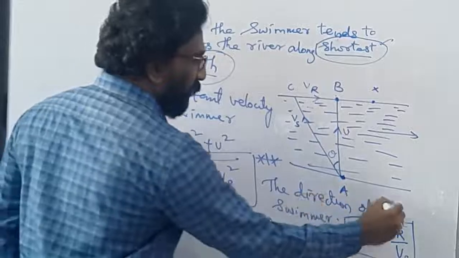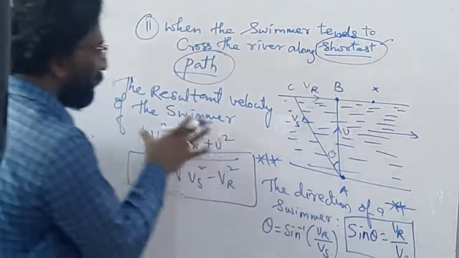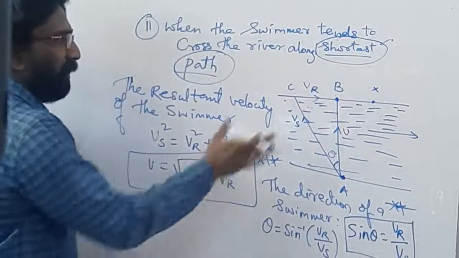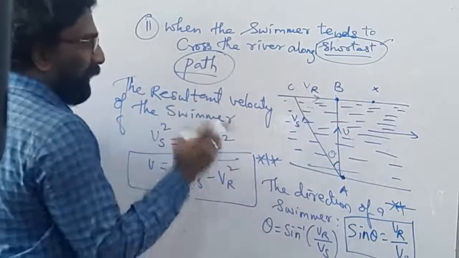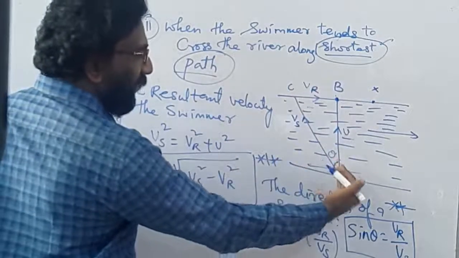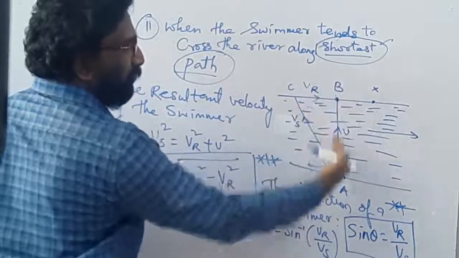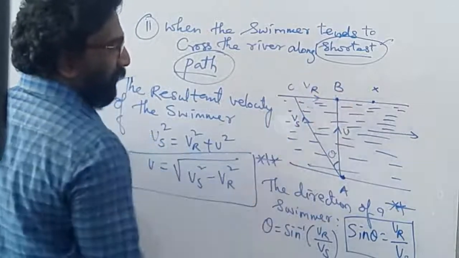So this is the second equation. The first equation is to calculate the resultant velocity of a particular swimmer in order to take the shortest path. And the second one is in which direction he has to start his swimming so that he can achieve this resultant velocity in the shortest path.